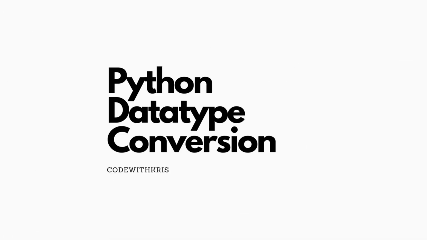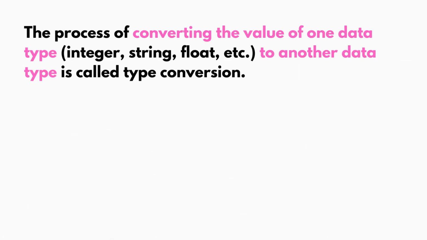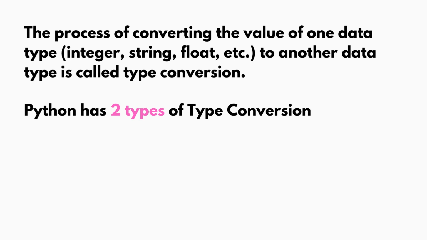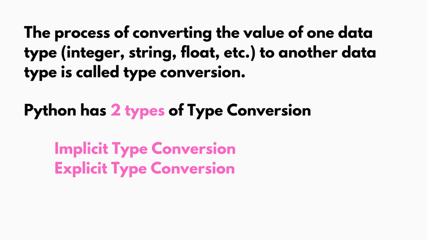In this video we are going to learn about data type conversion. The process of converting the value of one data type to another data type is called type conversion. Python has two types of type conversion: implicit type conversion and explicit type conversion.